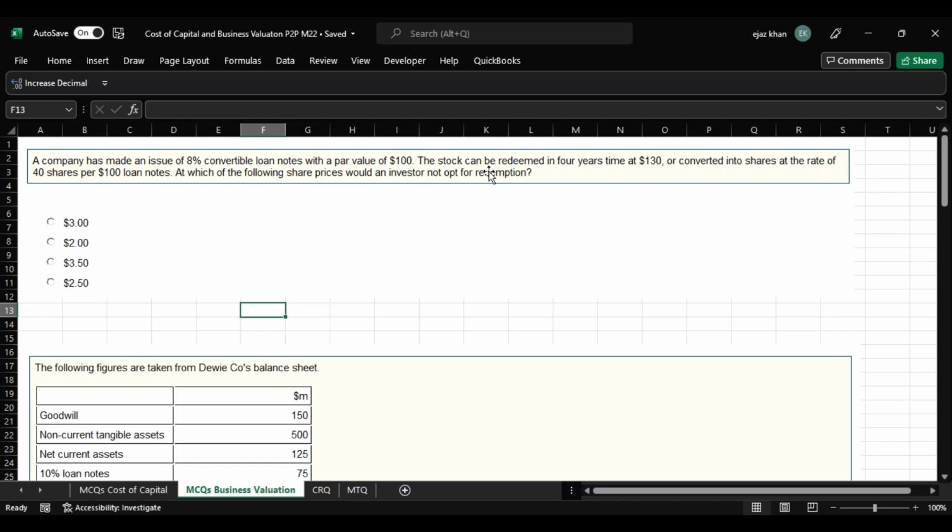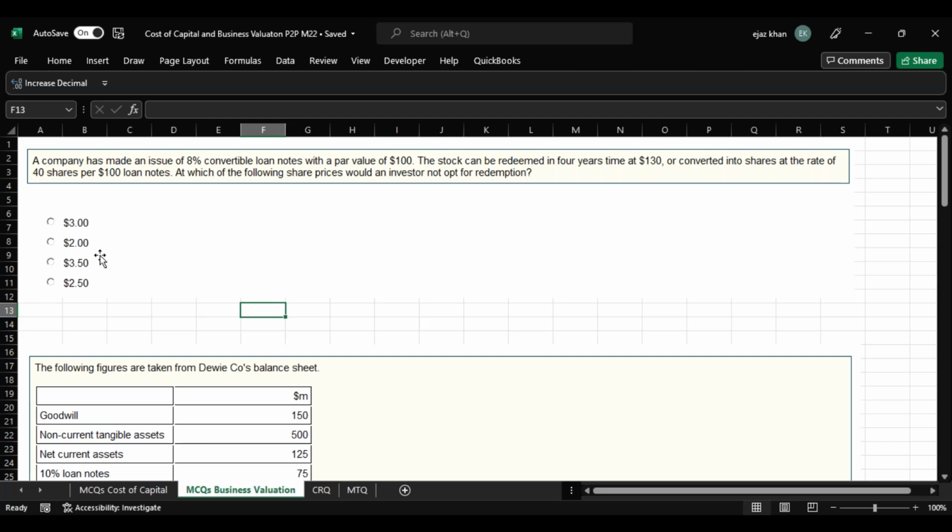So it's a bit of a different question, and we don't need to find the value of the loan note. It's asking at what price the investor will choose to convert rather than redeem.